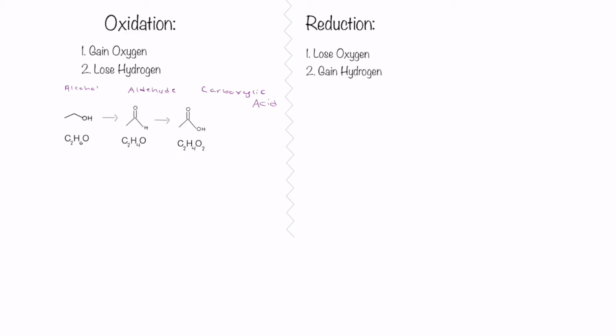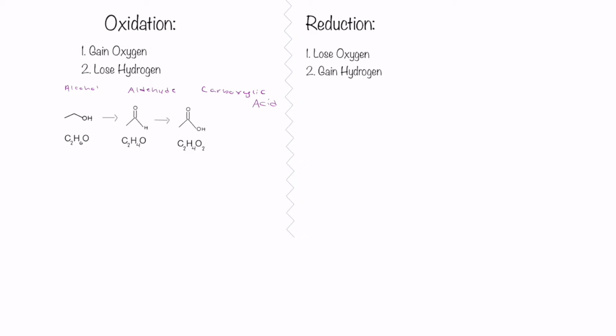And when we do this, we want to make sure we keep our structure at 2 carbons, because whenever you do an oxidation-reduction reaction, the amount of carbons must stay the same. So we notice that we started off with 2 carbons, and then we went to 2 carbons in our aldehyde, and 2 carbons in our carboxylic acid. We never increased in the amount of carbons we had. We always stayed at 2 carbons.